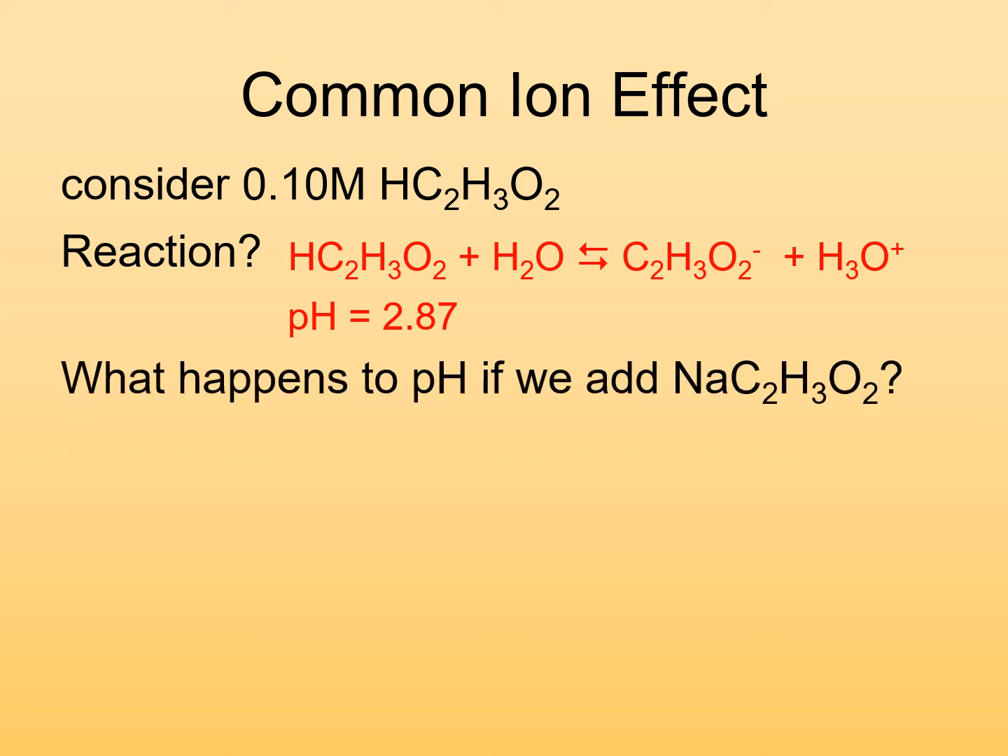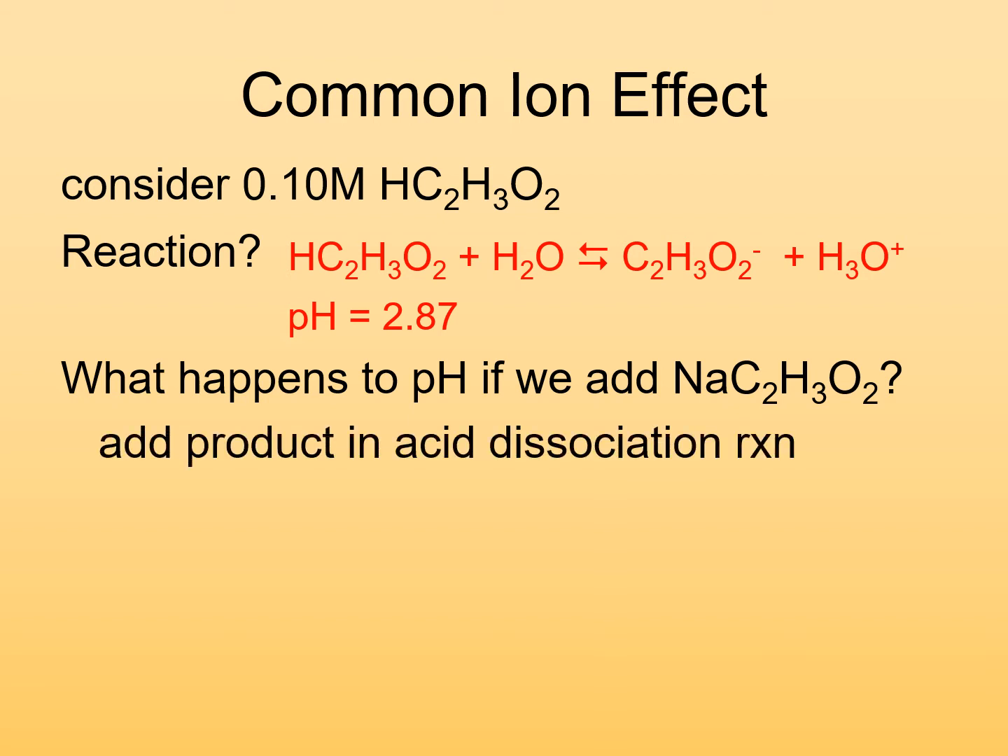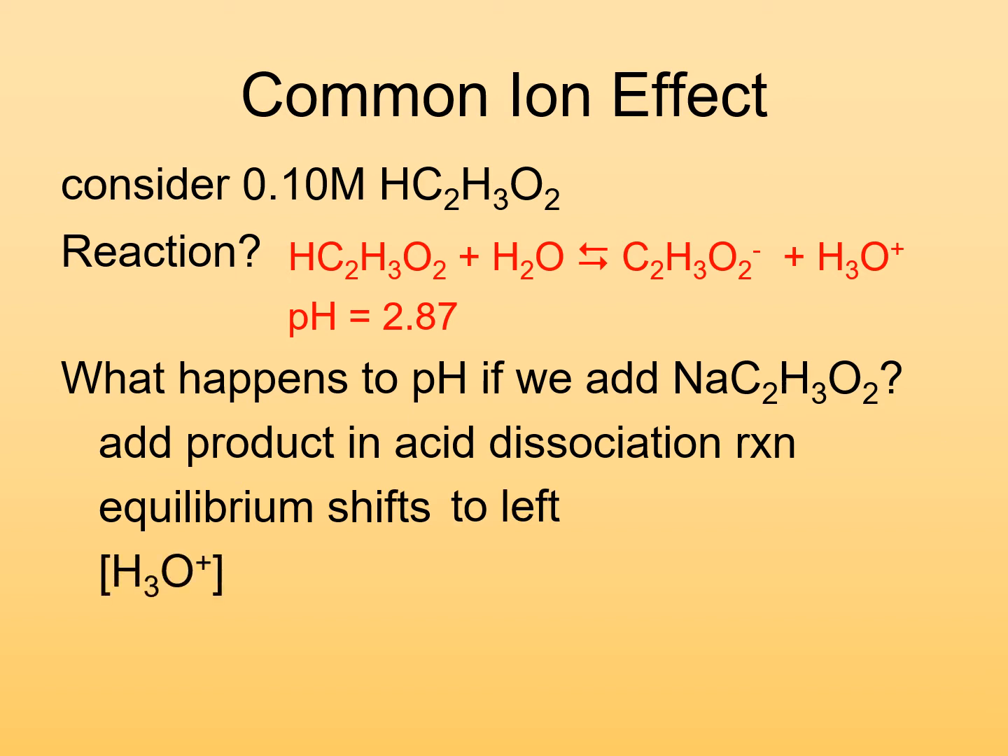Now, what's going to happen to the pH if we add sodium acetate? Sodium acetate will produce sodium ions and acetate ions, so it will add a product in the acid dissociation reaction. It'll add those acetate ions, forcing equilibrium to shift to the left. Whenever equilibrium shifts to the left, the hydronium ion concentration will decrease because it's moving away from the product side. Well, if hydronium decreases, pH will increase. It will become more basic.